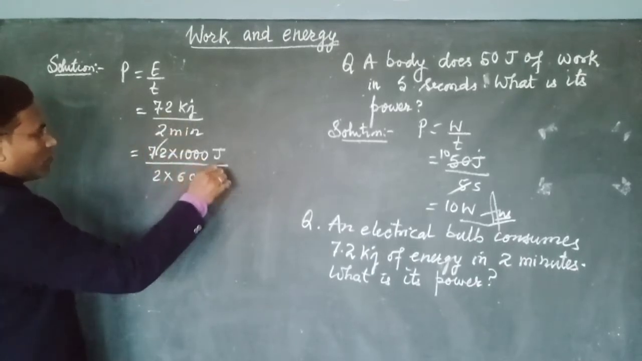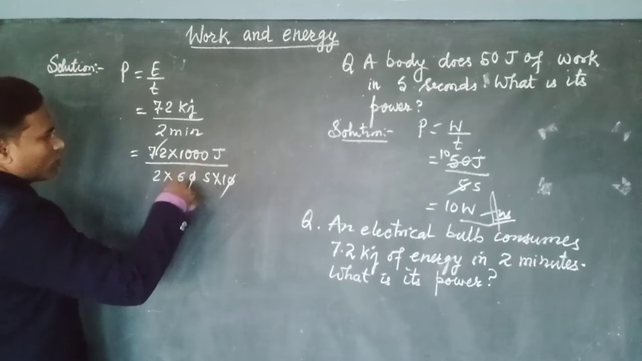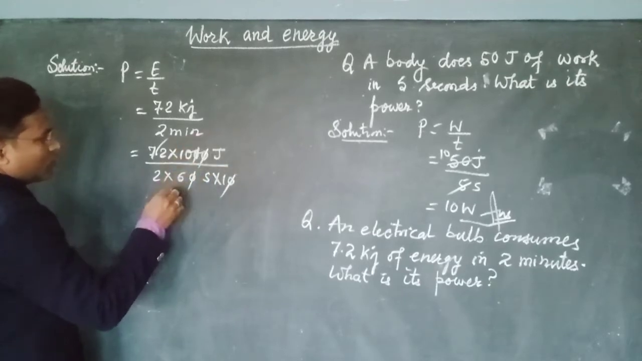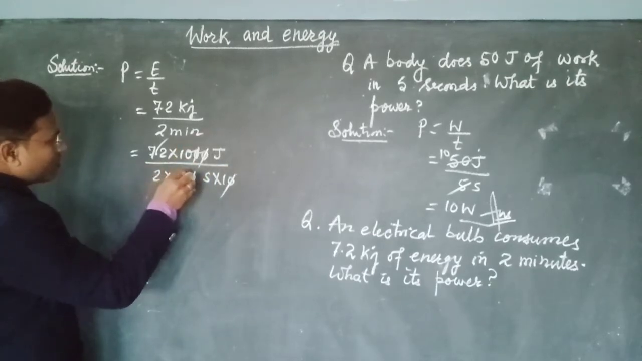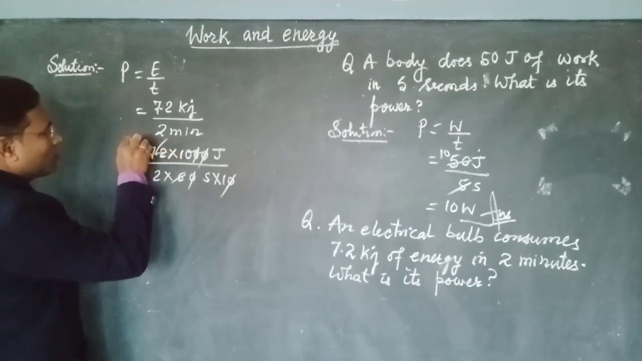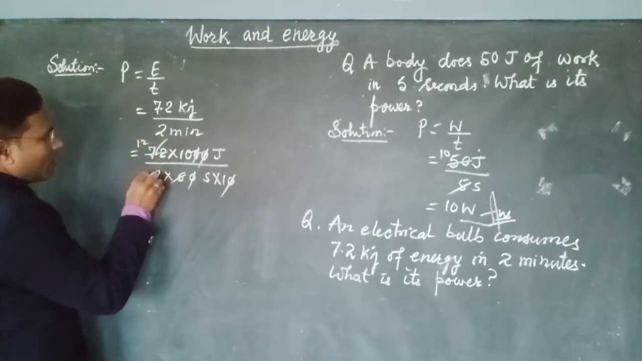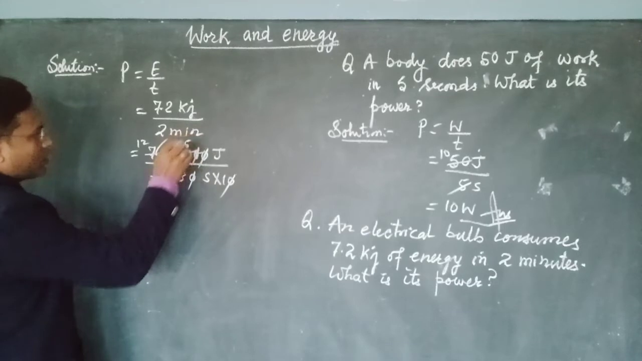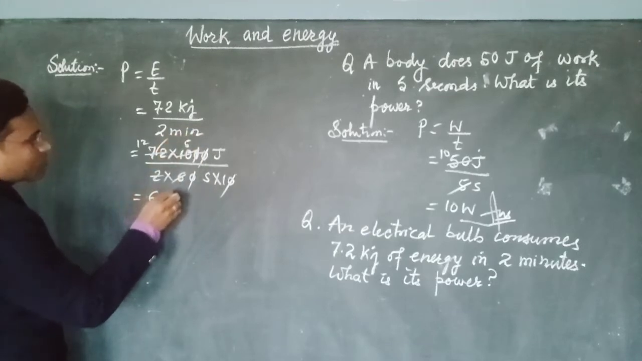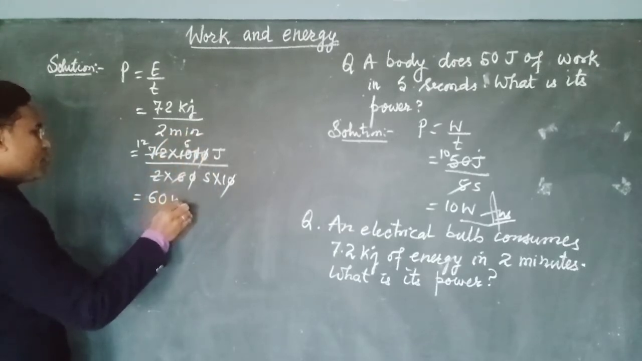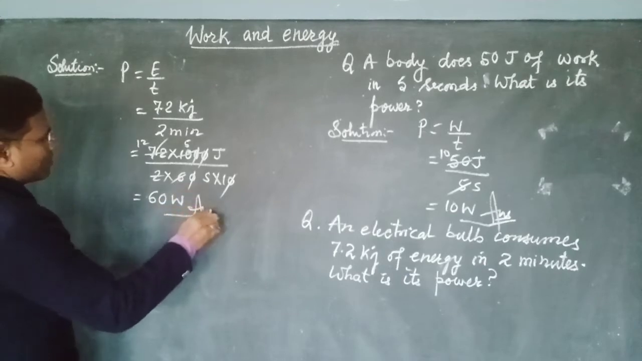Remove the decimal, so 10 will come here. 72 by 12 is 6, and that means 60 joule per second. So we say watt. So this is your answer.